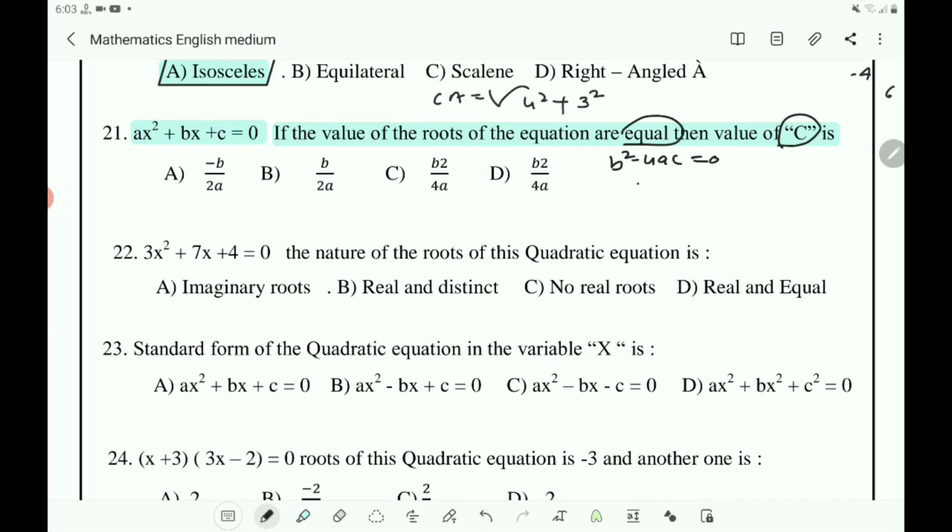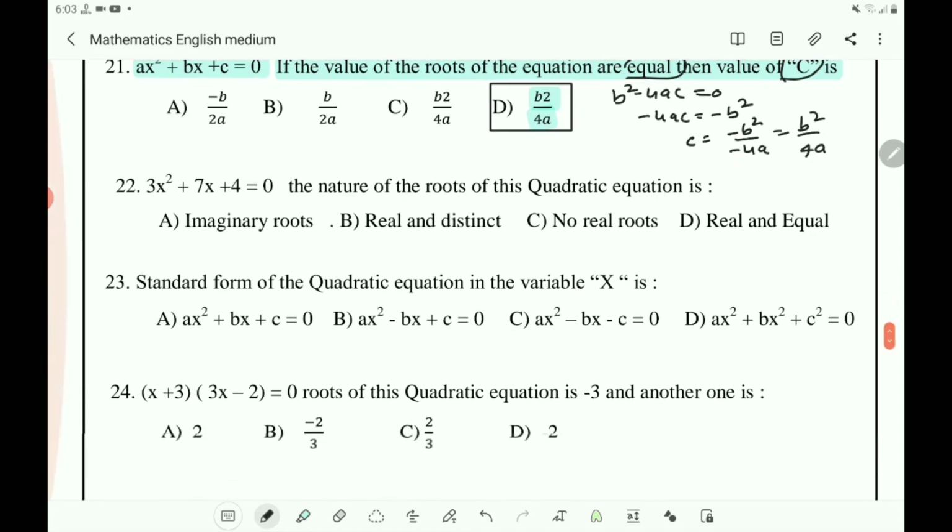So we note down minus 4ac equals minus b squared. Here you solve for c. In the first step, transfer b squared to the RHS. Then c equals minus b squared by minus 4a, which equals b squared by 4a. Then what is the answer? Option D is the answer, b squared by 4a. Then you take the next question.